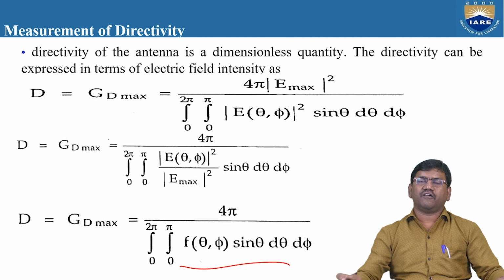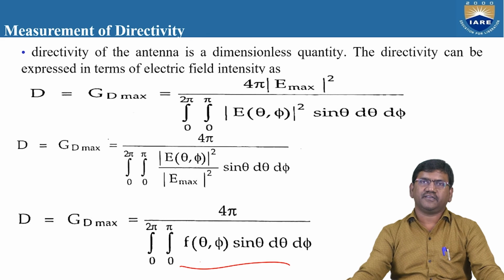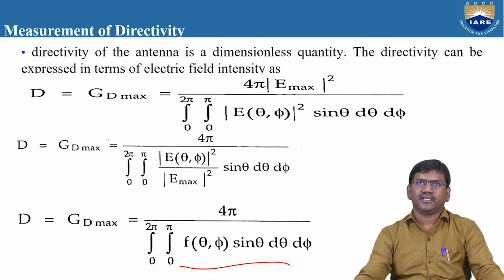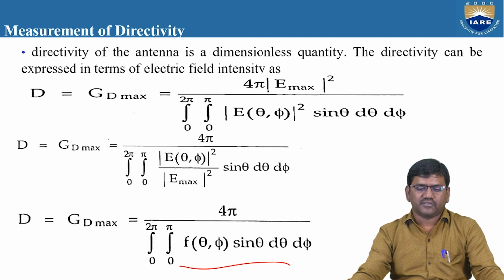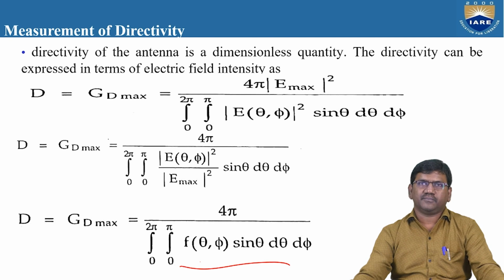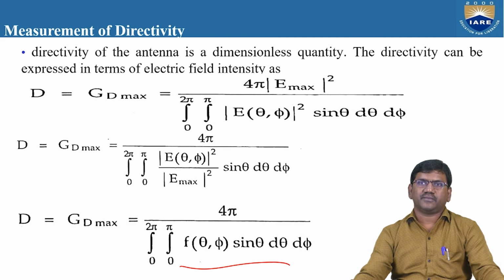With this, we end the session. What we have seen today is how to measure the gain and directivity. Gain is measured by two methods: one is the absolute method and the other is the direct comparison method. In the absolute method, we again have two methods: the two antenna method and the three antenna method. The gain is also measured by the direct comparison method. And we have also seen the measurement of directivity simply by means of a formula, 4 pi by the integral of 0 to 2 pi, 0 to pi, f of theta comma phi, sin theta, d theta, d phi. Let us end the session.